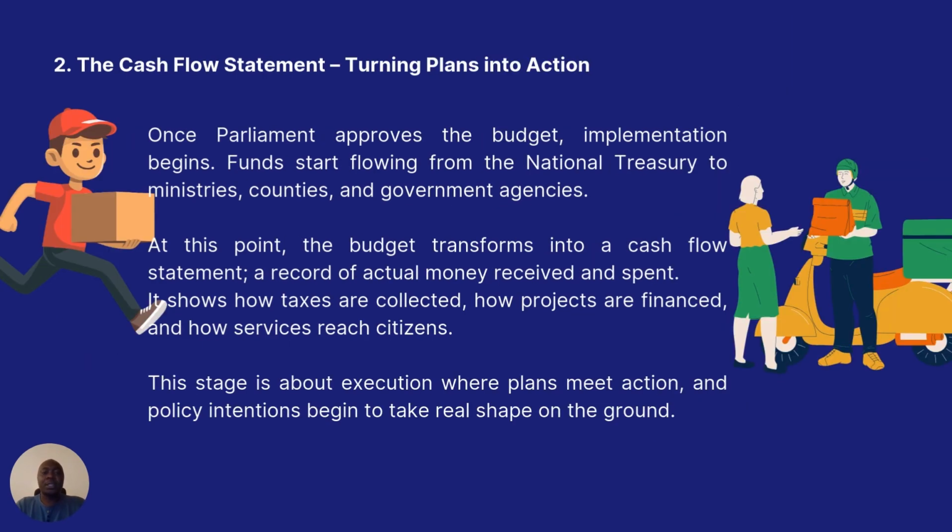The second stage is the cash flow statement, that is turning plans into action. So once parliament approves the budget, implementation begins immediately. That is 1st of July of every financial year. Funds start flowing from the National Treasury to ministries, to counties, and government agencies. At this point, the budget transforms into a cash flow statement, a record of actual money received and spent. It shows how taxes are collected, how projects are financed, and how services reach citizens. This stage is about execution, where plans meet action and policy intentions begin to take real shape on the ground.